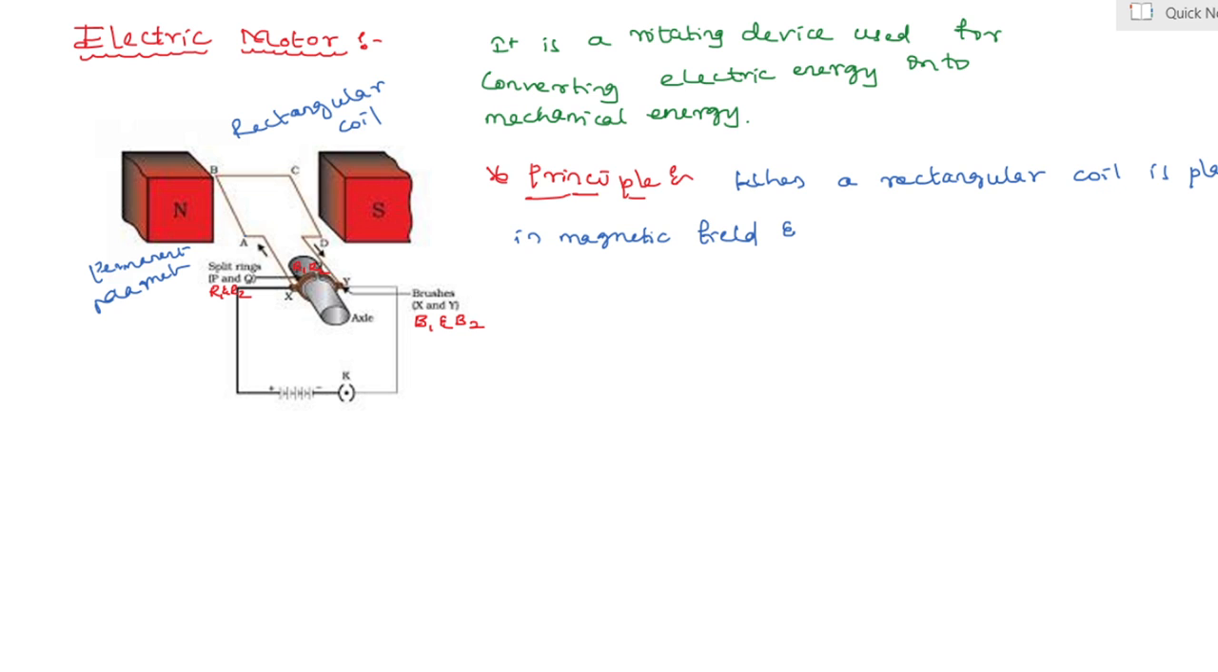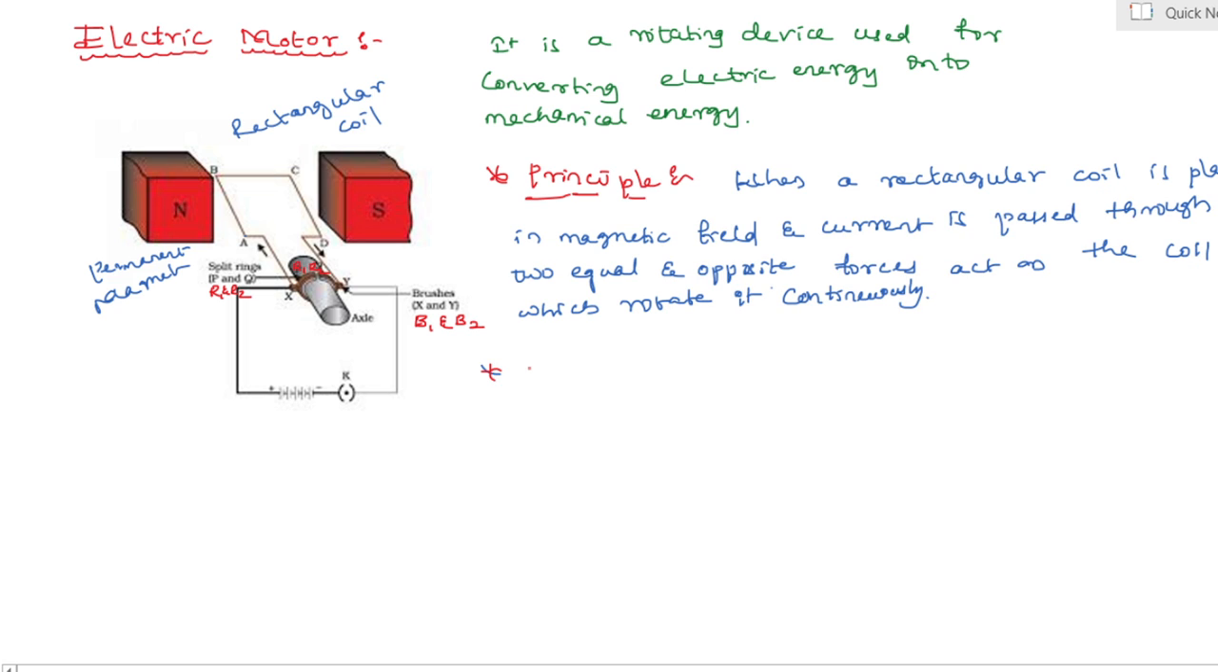Yes, my students, and construction of an electric motor. How is an electric motor constructed? It consists of a rectangular coil, ABCD, connected to a source of current and a switch. My dear students, it is connected to a source of current as well as a switch.